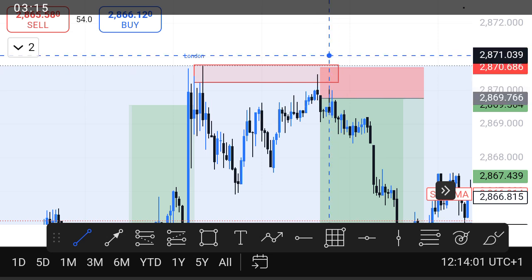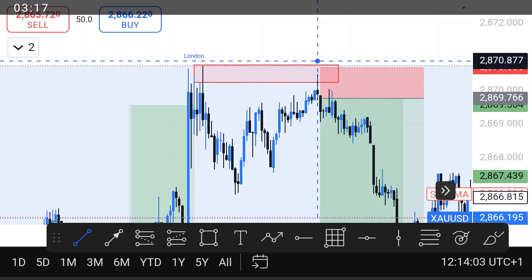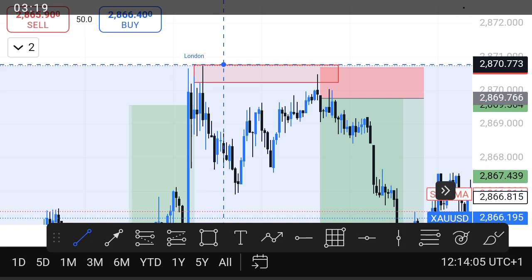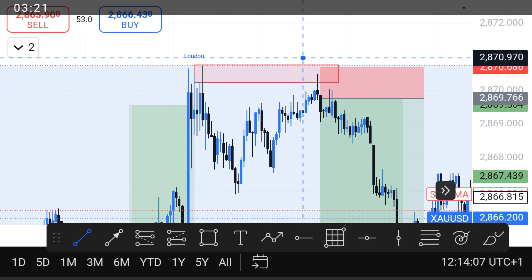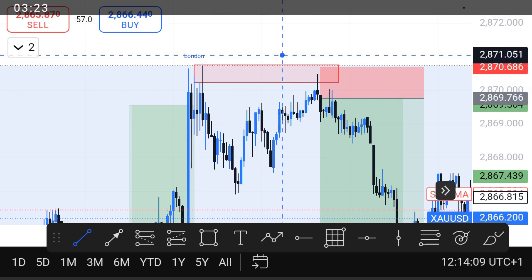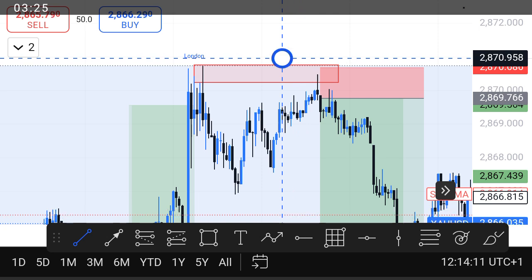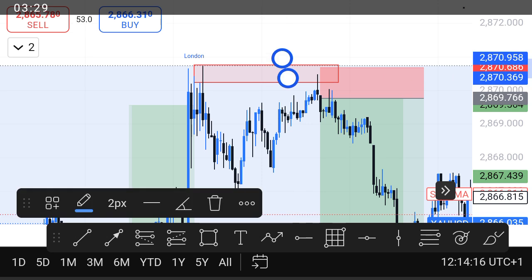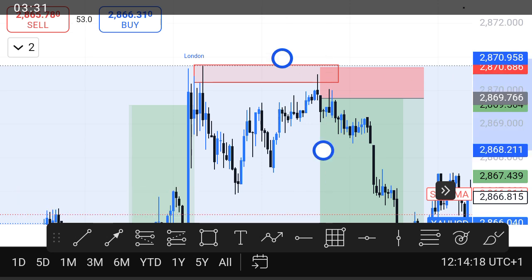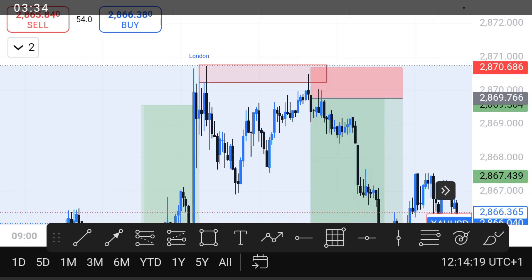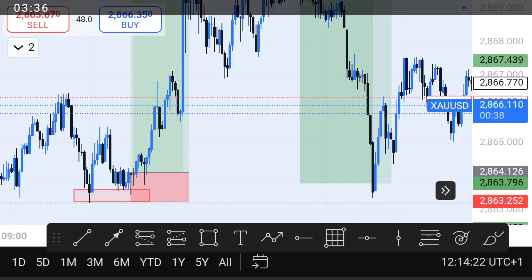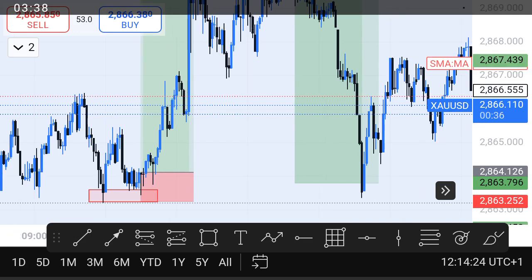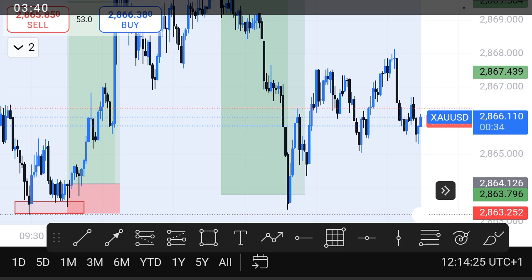My stop loss is just above this weak rejection, or above this high, and I wait for price to sell down low, guys. I wait for price to sell down low. That's just how I use this strategy. I use this strategy on my London session and my New York session.